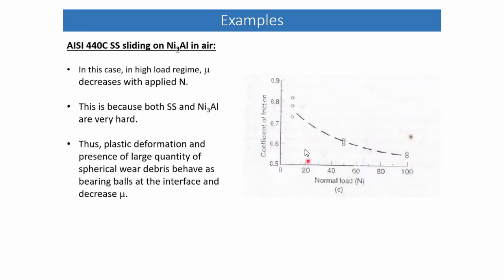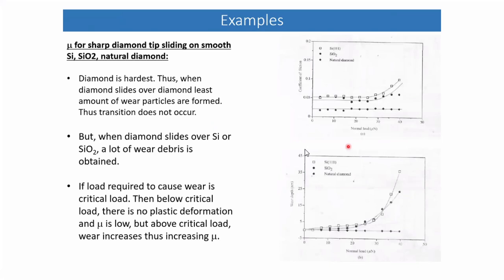But the opposite case can also happen, where we increase the load, the coefficient of friction decreases. This happens when stainless steel slides on nickel aluminide, and because they're both hard, the debris that is formed is spherical, and this spherical debris provides a rolling motion at the interface, which reduces the coefficient of friction. Further examples of debris is when diamond is sliding on diamond. Because they have the same hardness, no debris is created, and as a result, the increase of load does not change the coefficient of friction.